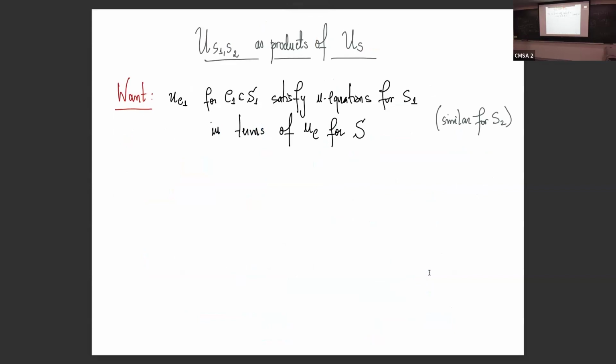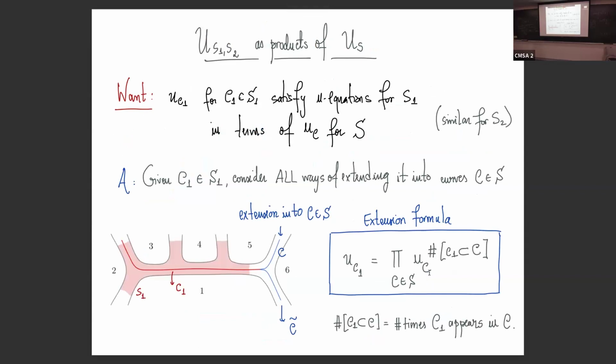And it turns out that this is extremely simple, and it comes out just as a consequence of basic properties of the u variables. A natural question that one can ask is whether I can write the u variables of one of the subsurfaces in terms of the u variables of the big surface. So here I say the u for a certain curve C1 in S1 that satisfies its respective u equations. Can I write it in terms of the u_C of the big surface? And the answer is extremely simple. Turns out that all that I have to do is consider all the possible ways in which I can extend a certain curve C1 in the smaller surface into curves on the big surface.